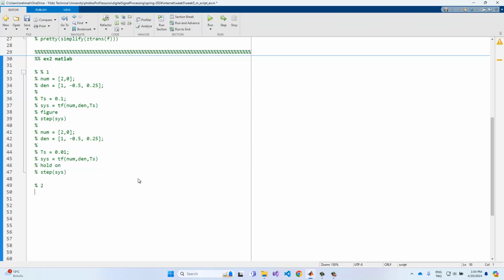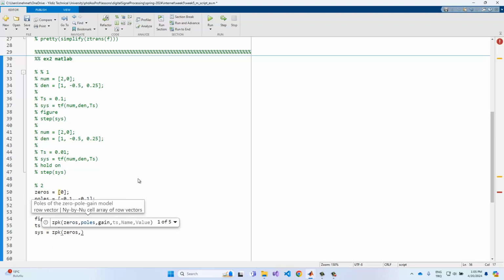And second, we can create our system based on the zeros and poles. For example, if we want to use 0.1 and minus 0.1 poles, we can assign the gain value in here, just like this one. And so how can we generate this function in here? Ts can be assigned, for example, 0.1, 100 milliseconds, and Cs can be defined with the zpk function in terms of the zeros, poles, gain and Ts.